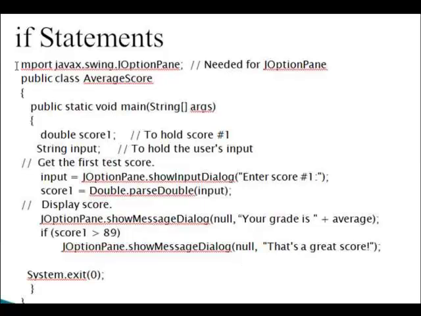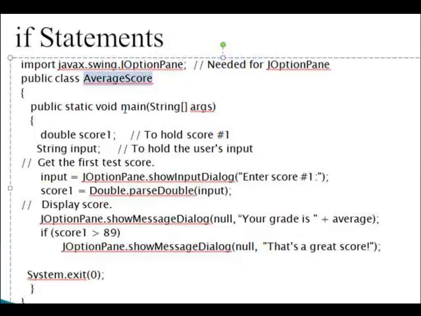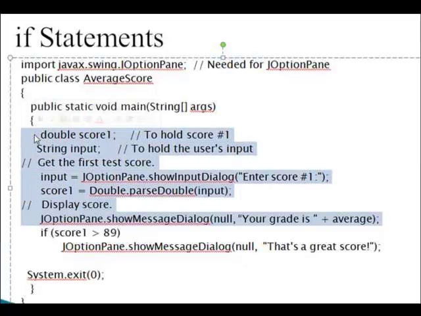As we used before, right here should be import, and I should put in an I right here. Okay, right here we have import javax.swing.JOptionPane again, and then we create our public class as before. We name our public class Average, and I'm not going to explain anything up to this point because we already explained those.